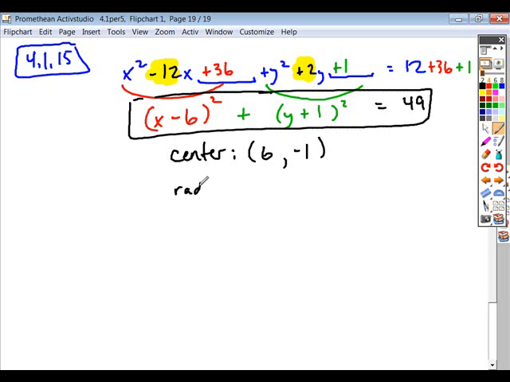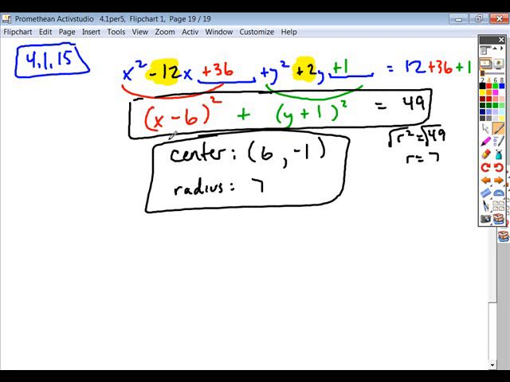And then your radius is just taking whatever number is set over on the far right, which is equivalent to r squared. If r squared was equal to 49 and you wanted to solve for r, just square root both sides. You get plus or minus 7. The radius has to be a positive value, so you get 7 for your answer. Okay, so this is what your answers would be for that problem.